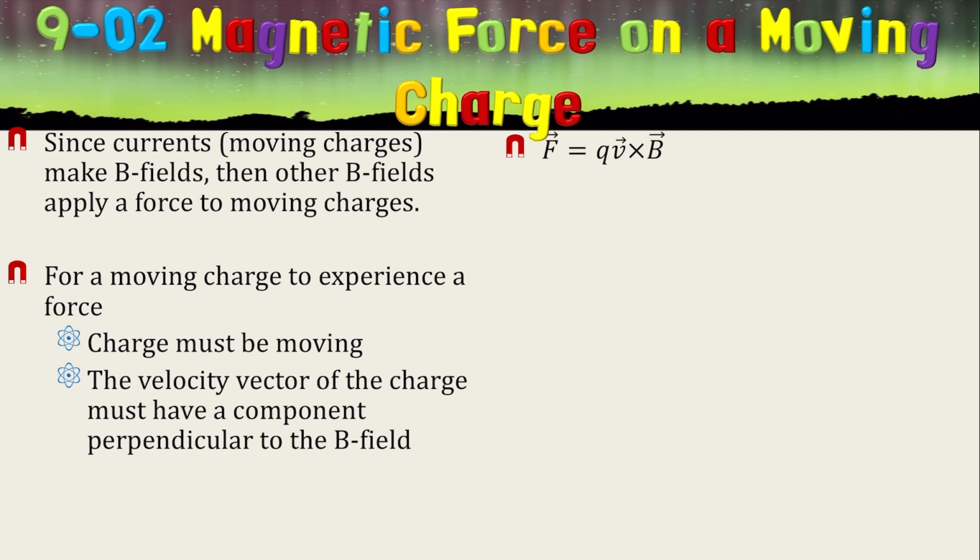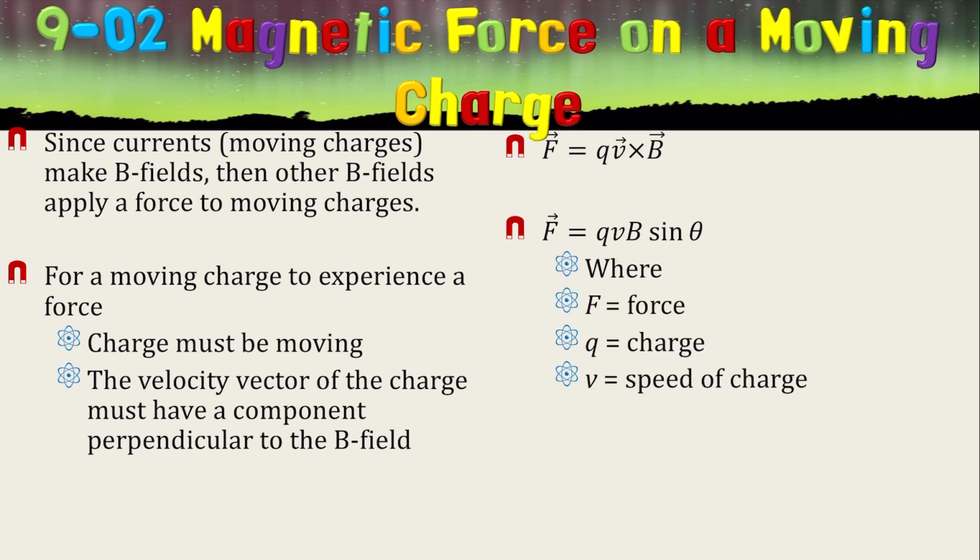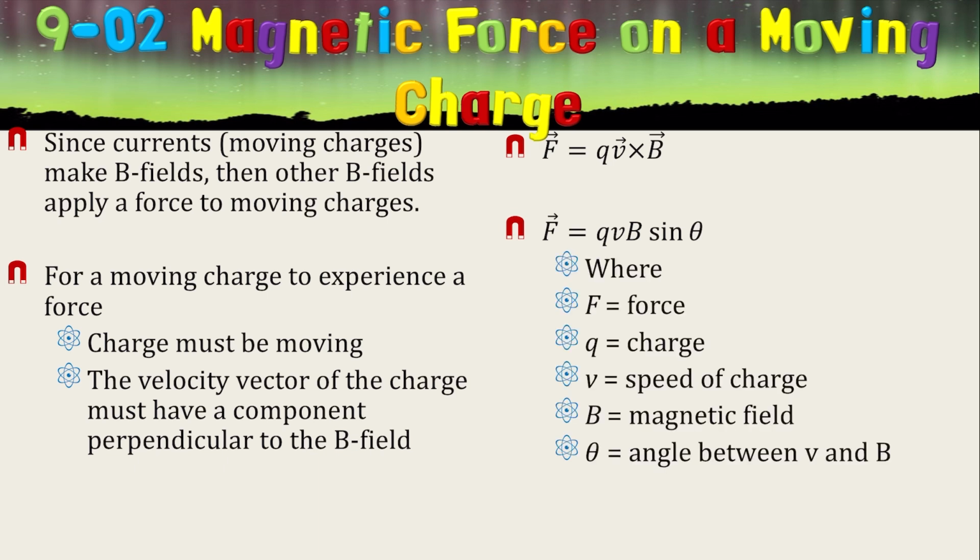In other words, the force on the moving charge is the size of the charge times the velocity vector cross product with the magnetic field vector. Now we haven't done cross products yet, so we can simplify it as charge times the velocity times the magnetic field times sine of the angle, where the angle is the angle between the velocity and the magnetic field vectors.